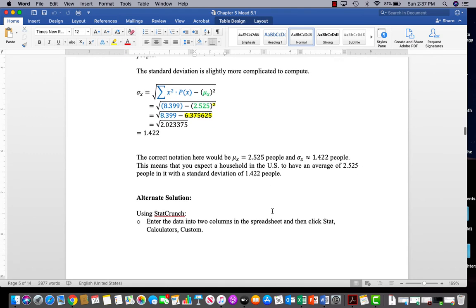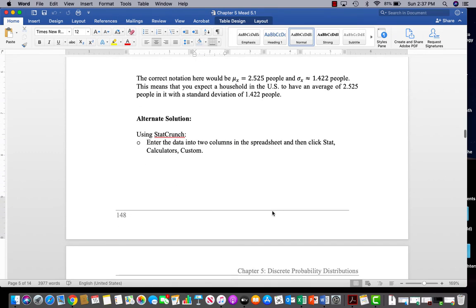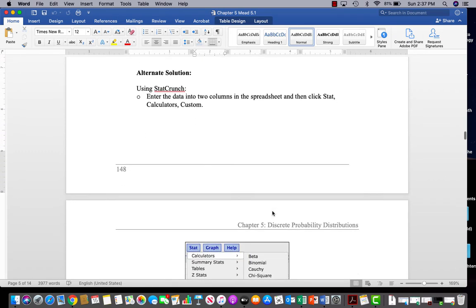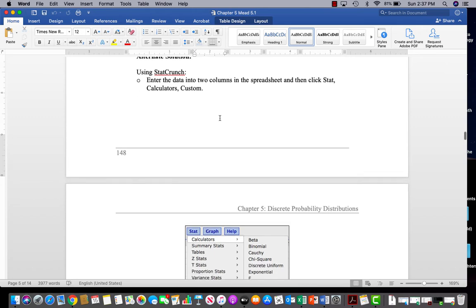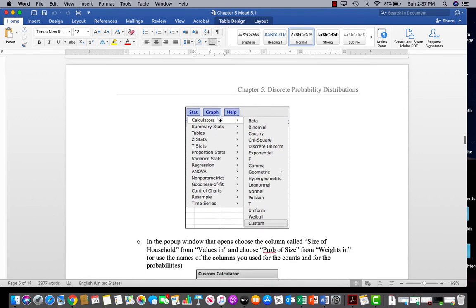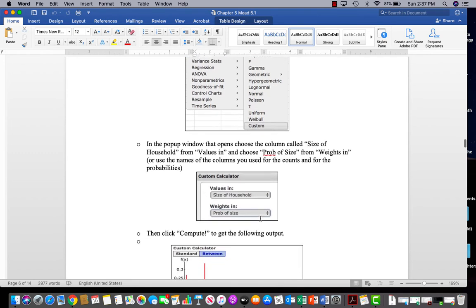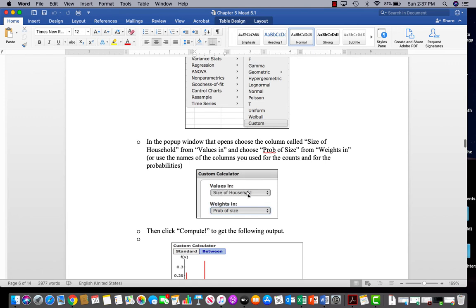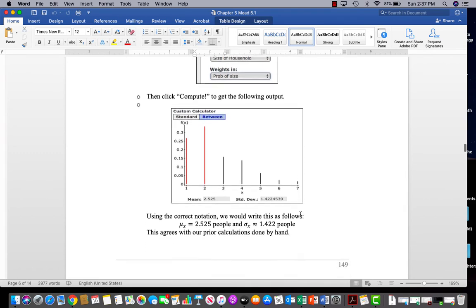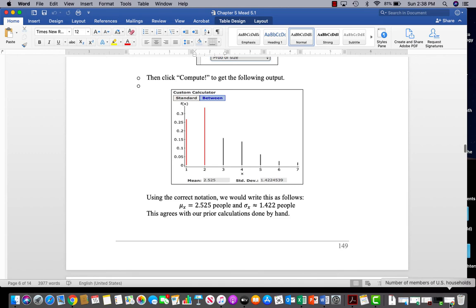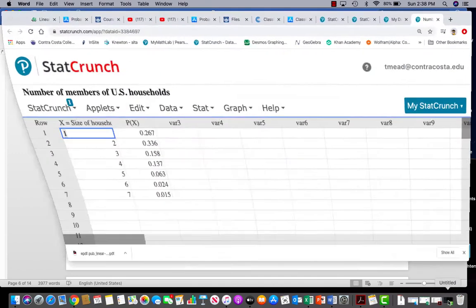Okay, so that tells us what we expect. Now, the alternate solution was B, to use StatCrunch. If you look in the book, it has the order you go through. You go to Calculators, and then Custom, and then a pop-up window comes up, and you choose the values in the household, and then the weights are the probability for each size. Then you click Compute, and this is what you get. Okay, let's look at that actually in StatCrunch and watch it go through all the way.